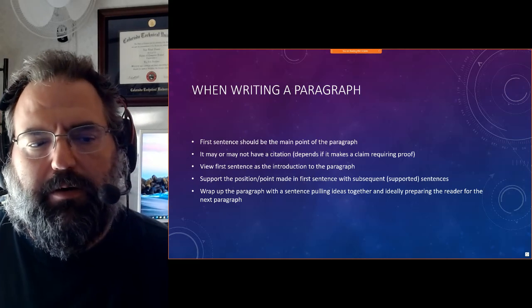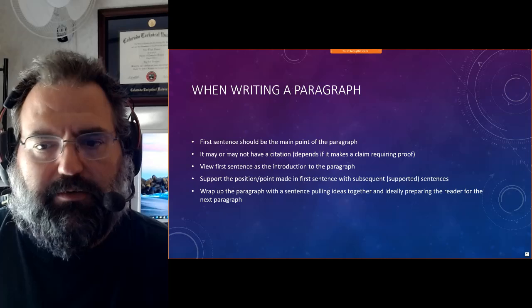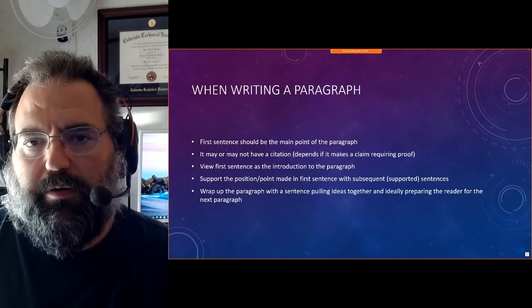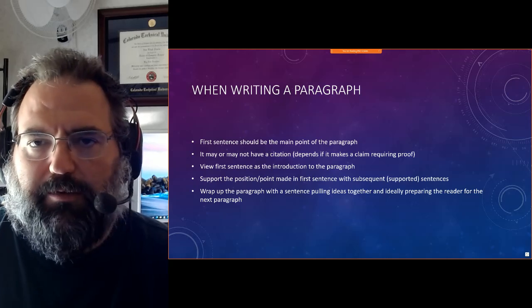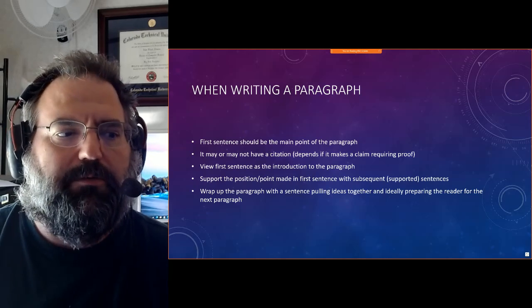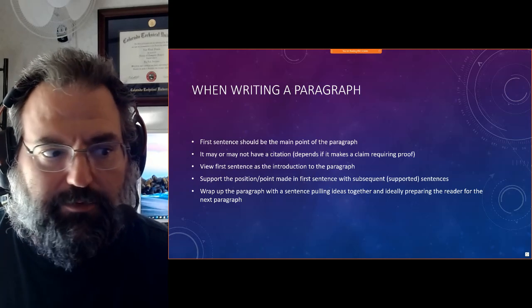The first sentence of the paragraph should be the topic sentence. It should be the point. What is the point of this paragraph? I should be able to tell by reading the first sentence. It's not a mystery novel. I shouldn't have to figure out what you're trying to say. It should be very evident, and it should be in that first sentence.